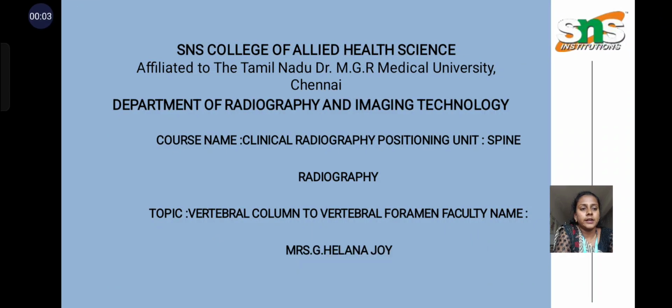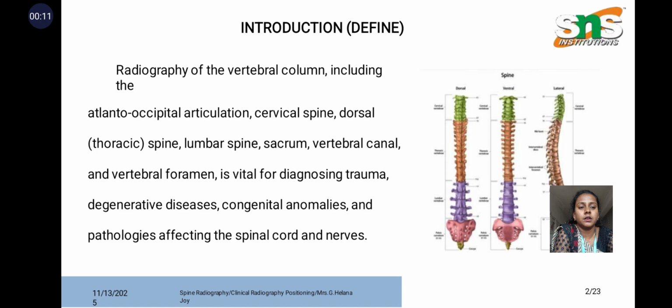So hi all, in this video we are going to discuss spine radiography. Spine radiography is taken for the vertebral column. The radiography of the vertebral column includes the atlanto-occipital articulation, cervical spine, dorsal spine, which is also called the thoracic spine, lumbar spine, sacrum, vertebral canal and vertebral foramina.